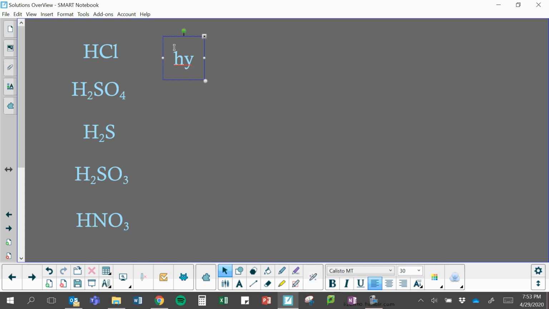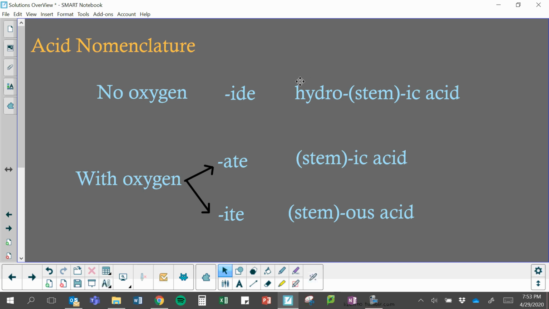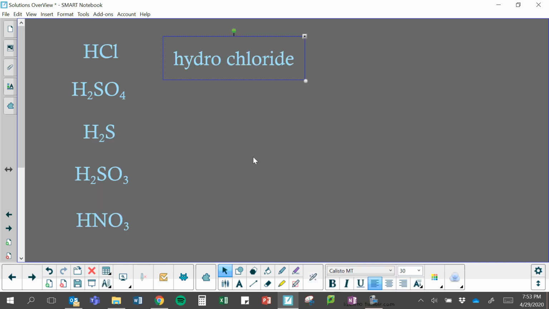So this is going to start with hydro. And so the stem for this is going to be our chlorine ion, which normally we would write this as hydrogen chloride. But because it's an acid and we're following this rule, it's not going to be chloride. We're going to call it hydrochloric and then add acid at the end. And so we put that all together and we have hydrochloric acid.